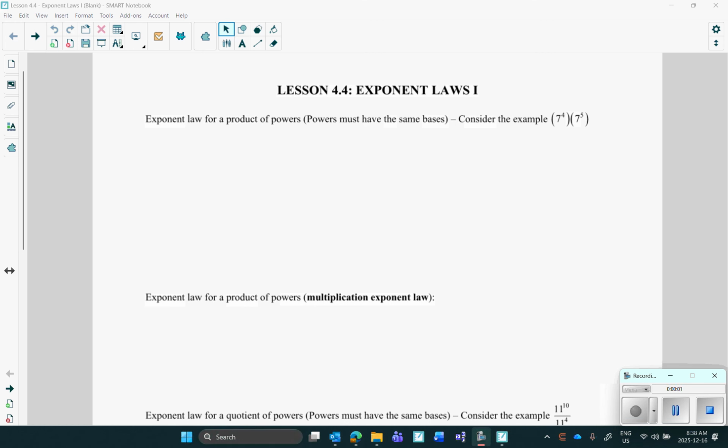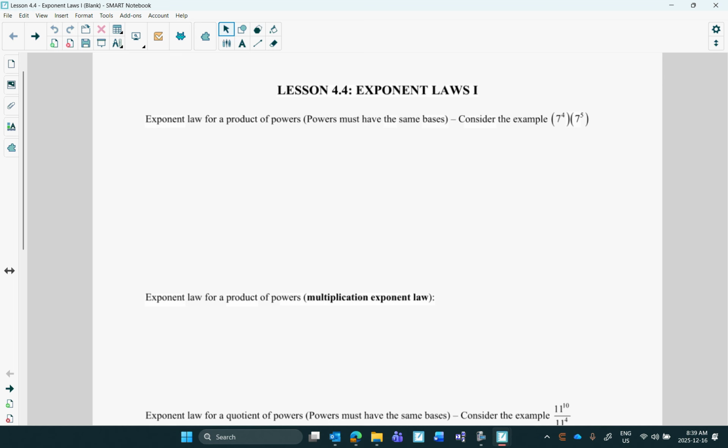This is new to you guys. And we're going to do this when we start studying algebra as well. Okay? When we do some operations with exponents, we can save some time by applying certain rules or laws. So let's say we have 7 to the 4th power times 7 to the 5th power.